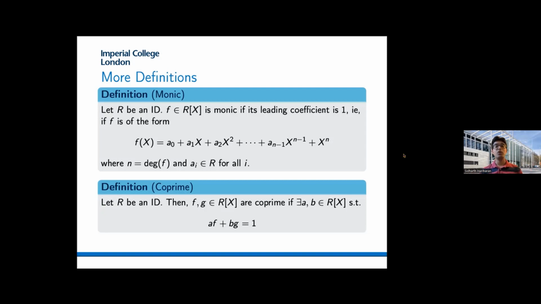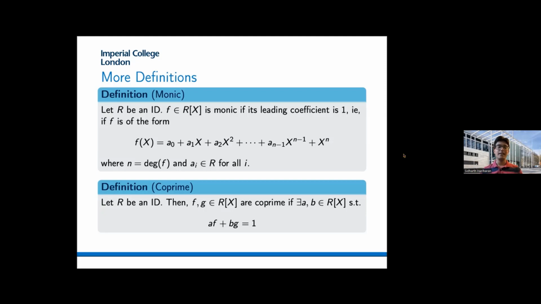What does it mean for two polynomials to be coprime? Well, depending on your background in ring theory, you may or may not have seen different definitions of coprimality of polynomials. I've chosen to stick with the definition that's given in Mathlib, which is that two polynomials in R[X] are coprime if there exist a and b such that af plus bg equals 1. For those of you familiar with number theory, this might look a little bit like Bézout's lemma.